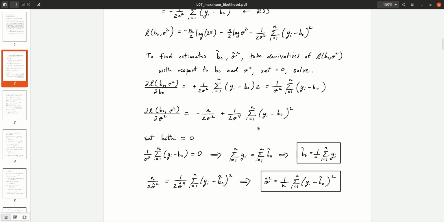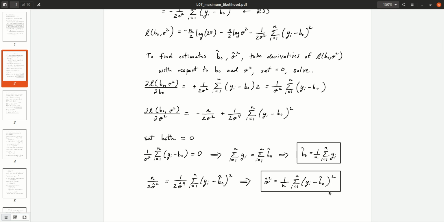If we do the same thing for sigma squared, we're looking at this equation now. We get n over 2 sigma hat squared equals 1 over 2 sigma hat to the 4th times the sum. Multiply both sides by sigma hat squared and rearrange some stuff. You get sigma hat squared equals 1 over n times the sum from i equals 1 to n of yi minus b0 hat, squared.